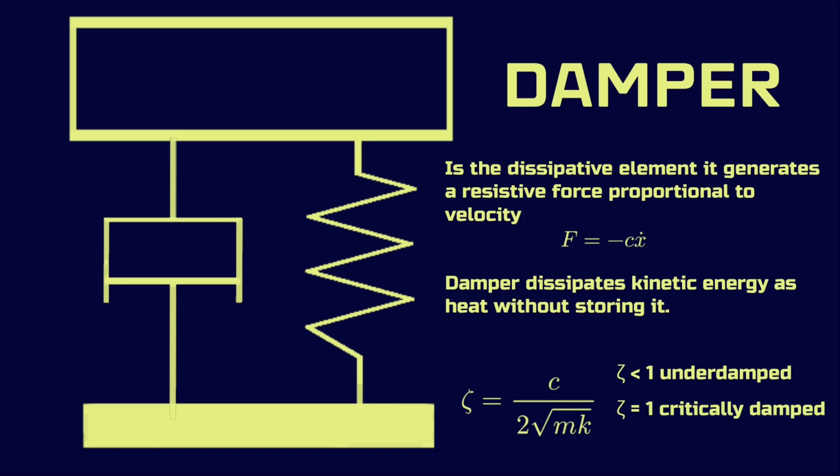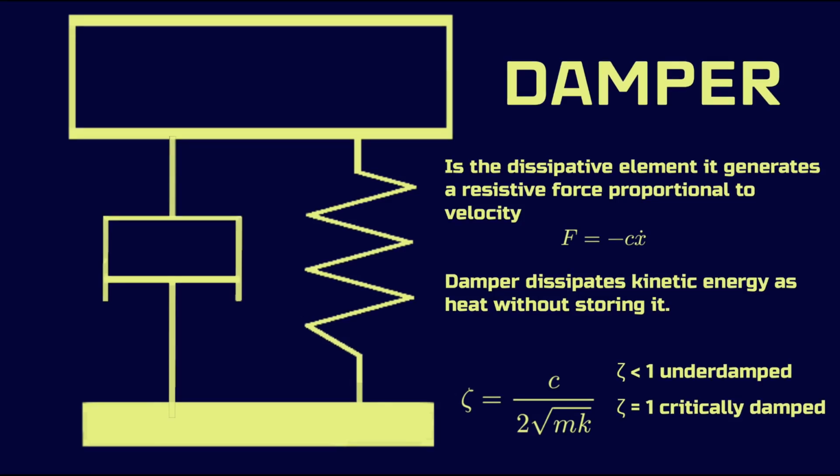A system is said to be critically damped if it has a damping ratio equal to 1. This can be seen in an aircraft control surface actuator or an analog moving coil meter.